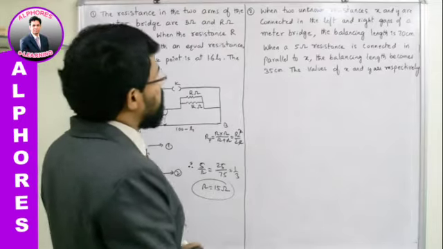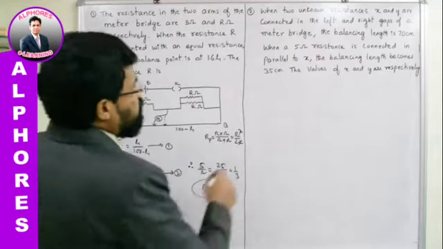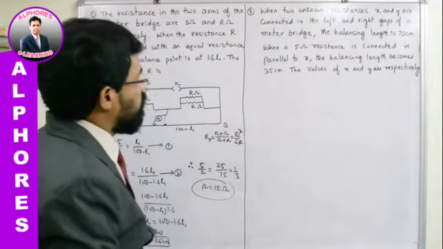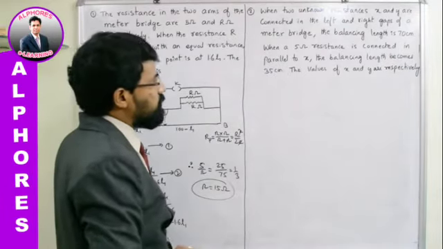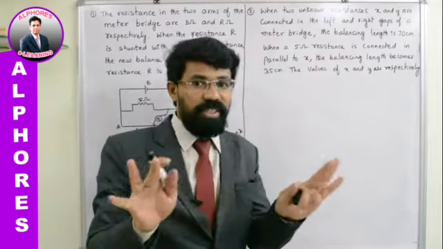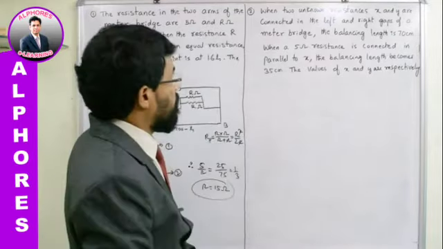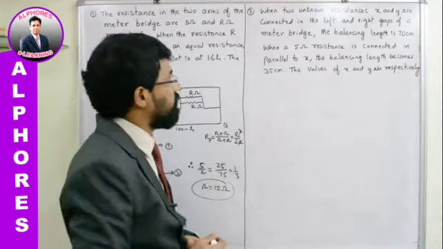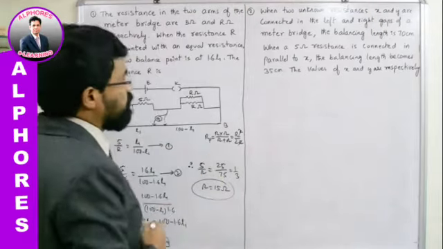Now see the second question. When two unknown resistances X and Y are connected in the left and right gaps of a meter bridge, the balancing length is 70 centimeters. So when X and Y are connected, balancing length is 70. It means X by Y is equal to 70 by 100 minus 70, isn't it? That's what you can write as the equation for the balancing situation.